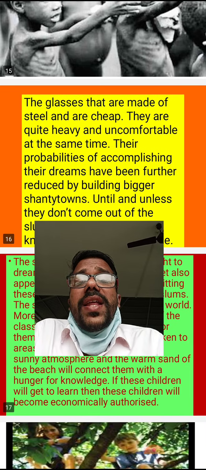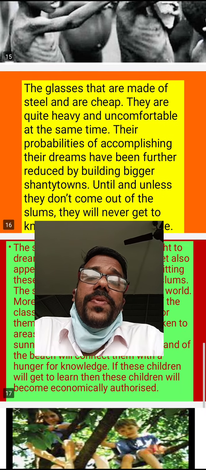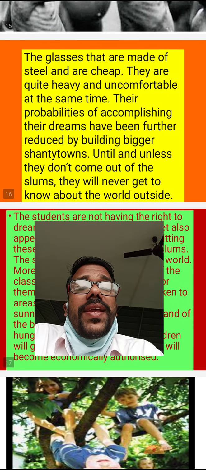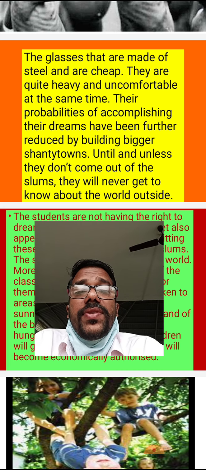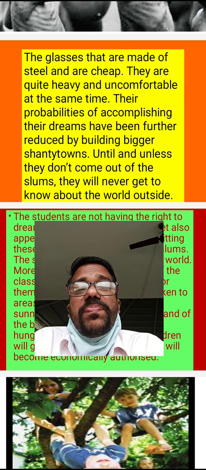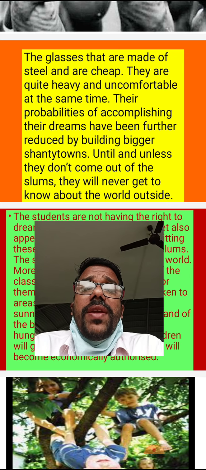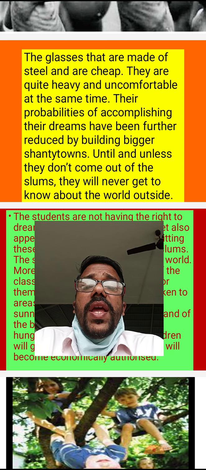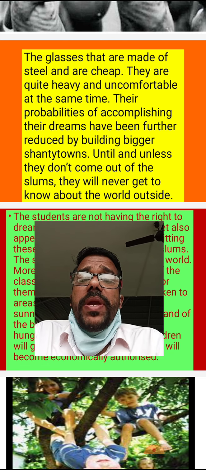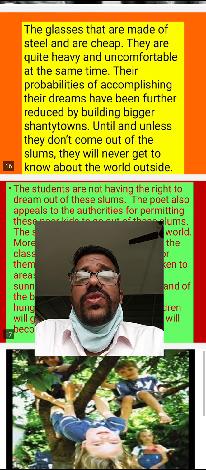The glasses are made of steel and are cheap. You see, the poet is saying that some of them have got some glasses to wear, and they are also very cheap. They are quite heavy and uncomfortable at the same time. Their probabilities of accomplishing their dreams have been further reduced by building bigger shanty towns.